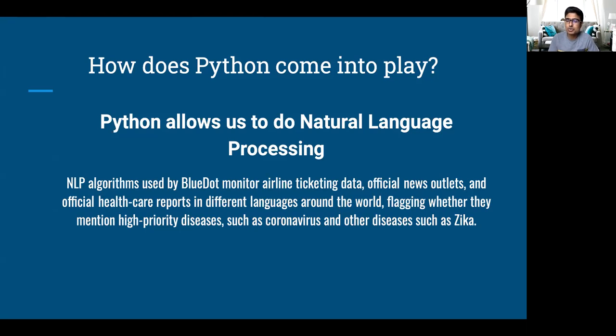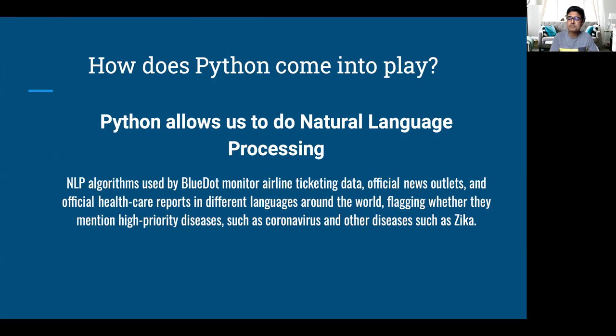And out of the blue, their algorithm, which uses the programming language of Python mainly, picked up something weird happening in Wuhan, China, which is essentially the origination of the COVID-19 virus. Now, how did it pick up something about COVID-19 when there was nothing about it on the news?